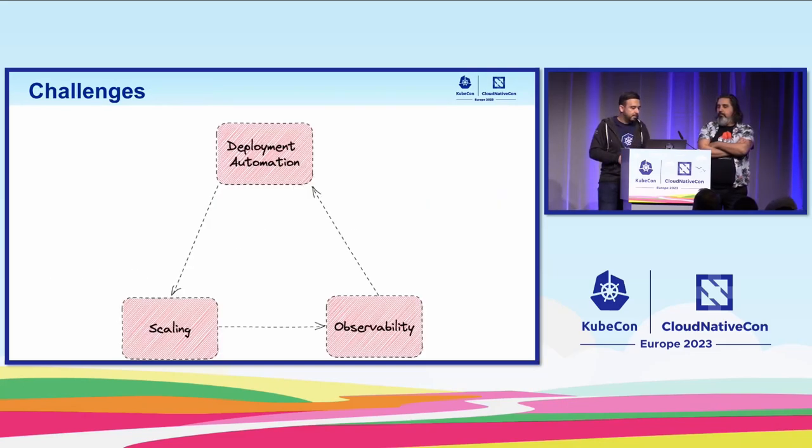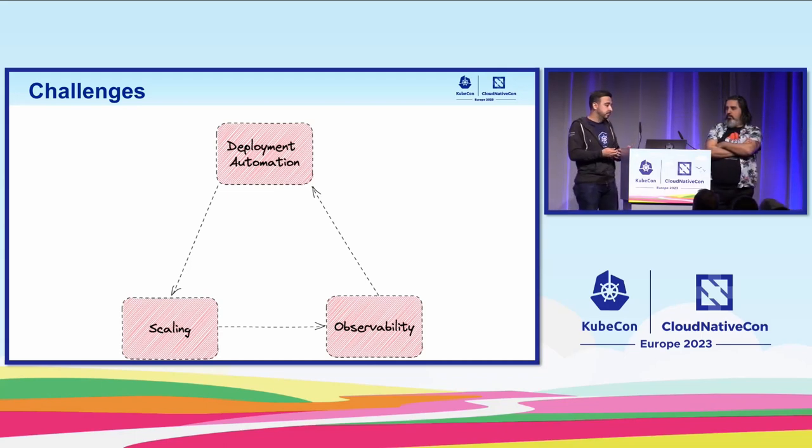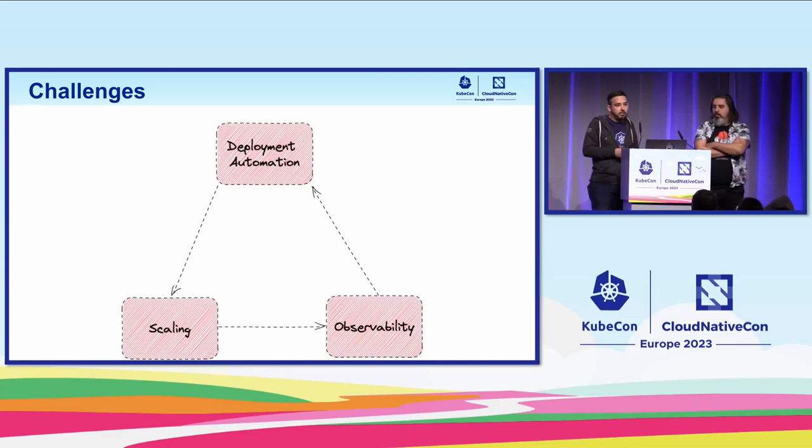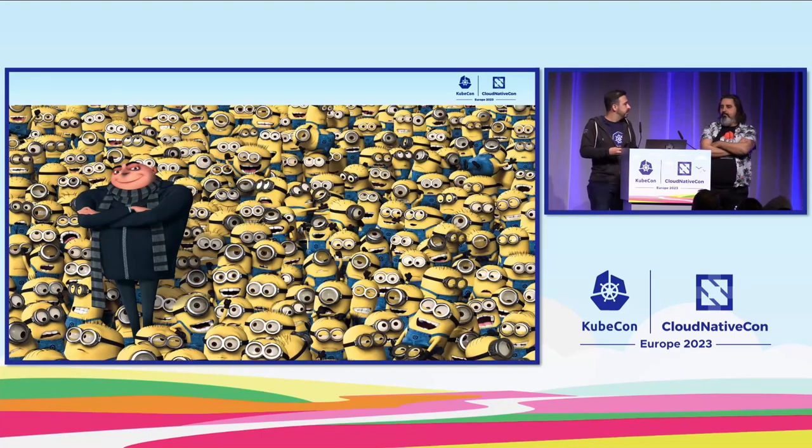So again, even with GitOps, you might have some challenges. Some of these challenges are related to scaling, observability, and deployment automation. It seems like a vicious cycle: the more you scale, the more you care about observability, and then how do you automate that? So today we're going to show a quick demo that proposes how we can scale things a lot easier and how to manage and organize our deployments. So I want to pass it over to Alessandro.